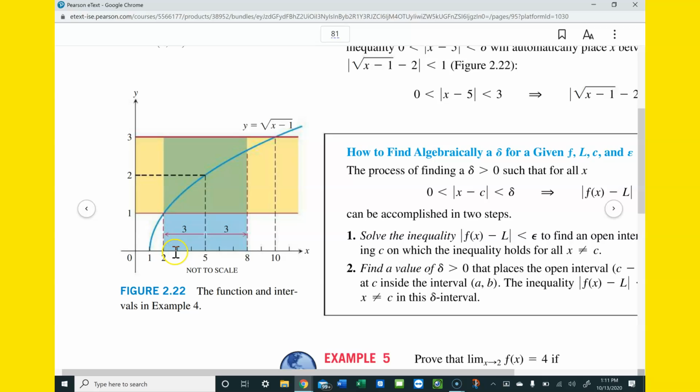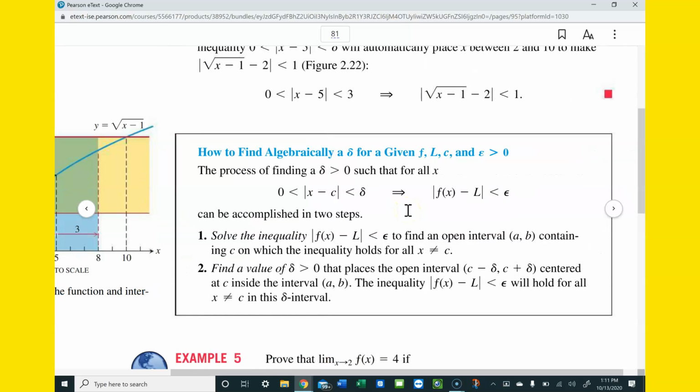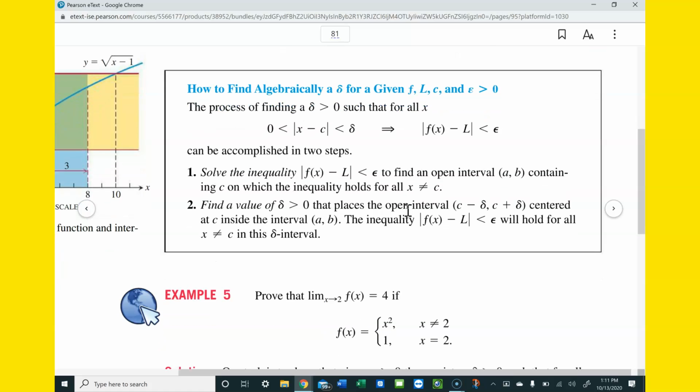So that's why I take the lesser, the closer of the 2 endpoints, so that my delta then will be 3, because the closer endpoint was 3 away from 5. And so it puts you a little closer than you need to be over here, but that's okay. It's okay to be closer than you need to be, but it's not okay to be farther away than you need to be.